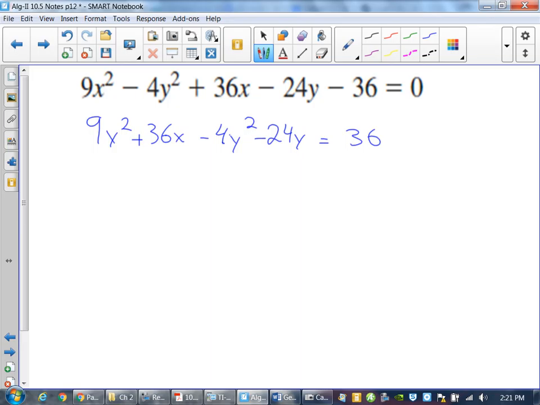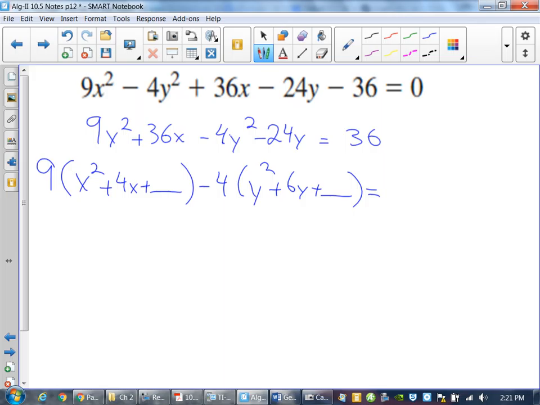If you're going to complete the square, what's the first rule of completing the square? What's your value of A? What does it have to be? 1. You can't complete the square unless the A value is 1. So here you take out a GCF of the 9, you have x squared plus 4x plus blank. Here I take out the negative 4, I have y squared plus 6y plus blank. I took out a 9, and then I put back in the 4 as well to keep everything balanced.